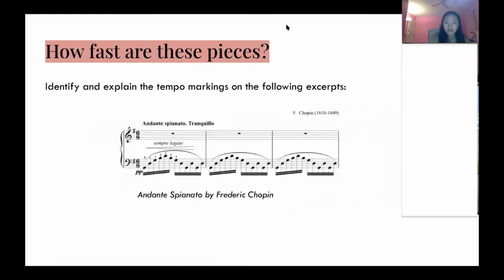Okay, so this one is by Chopin. I'm actually playing these pieces because I don't know any other pieces, so that's just a fun fact.